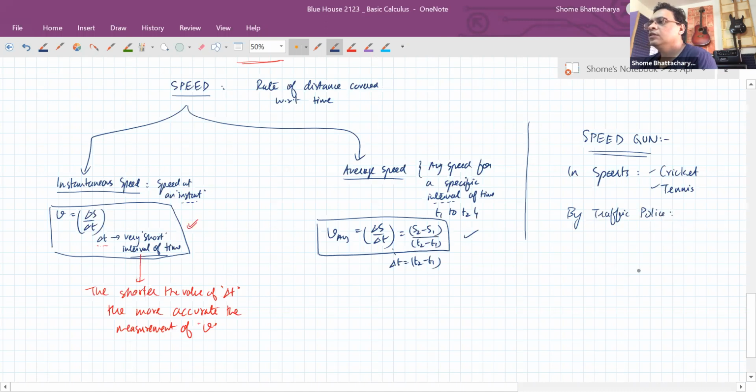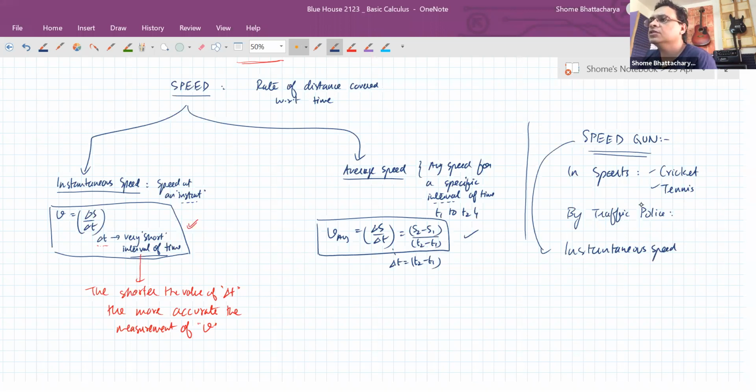Okay. So how do you think a speed gun works? It measures what? The speed gun also measures instantaneous speed, no? Yes, sir. Yeah. Tell me any idea how a speed gun works? Sir, it sends a narrow beam of some frequency and it calculates the time by which it returns.